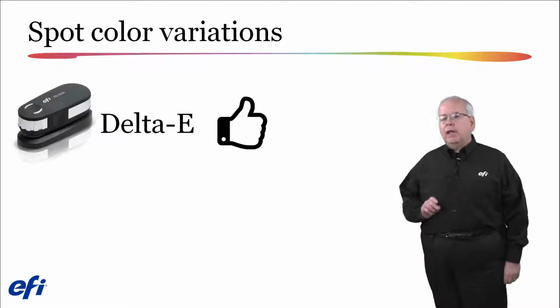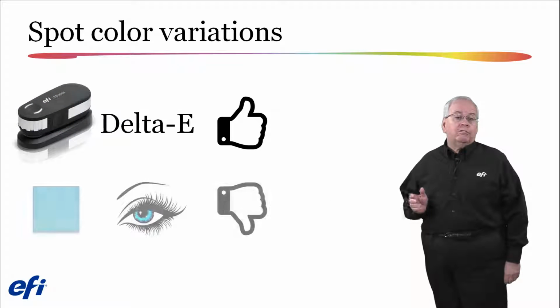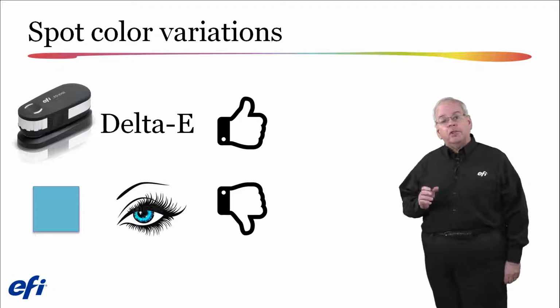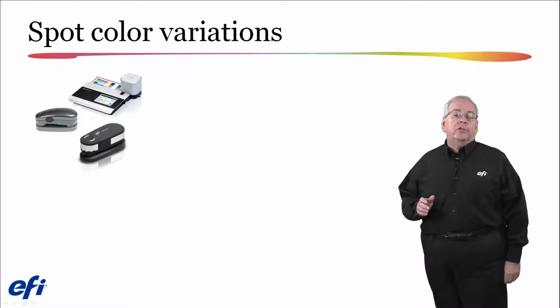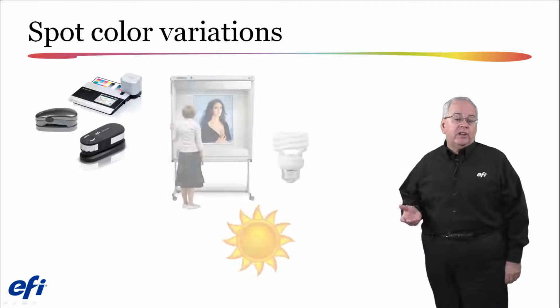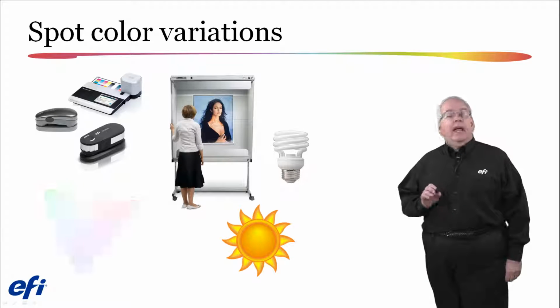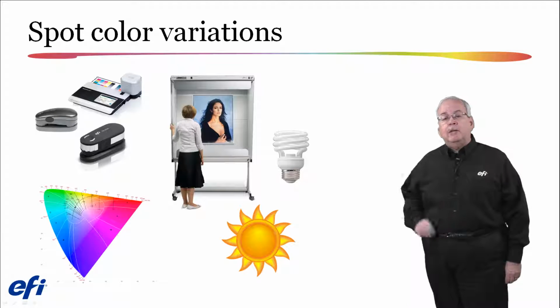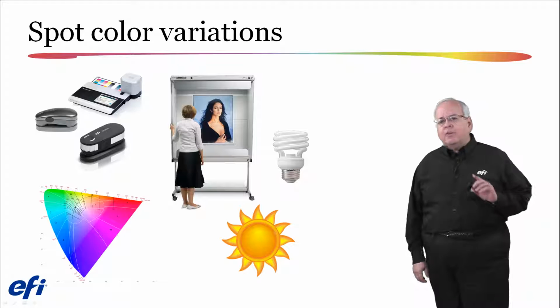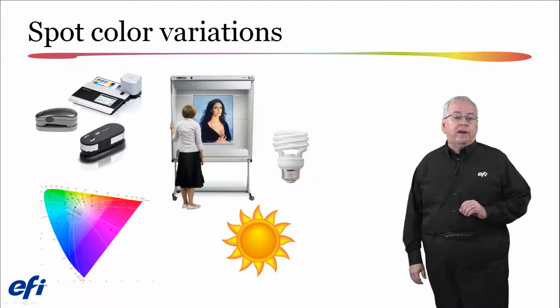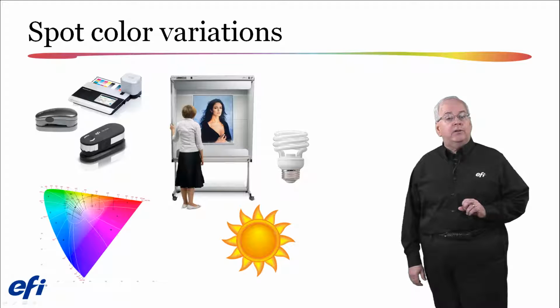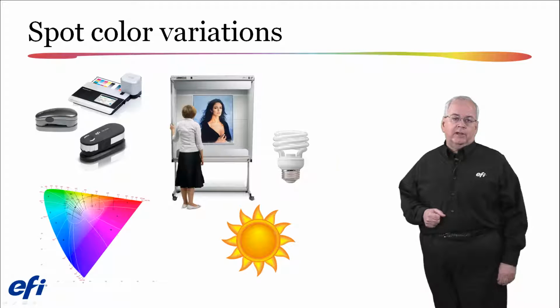However, sometimes even a great delta E match does not yield an acceptable visual match. This could be due to issues such as spectrophotometer variations, viewing conditions, and even the non-uniformity of the LAB color space. Even if you create a spot color optimization file, the optimized spot color delta E values do not always result in desired spot color visual appearance when printed on your output device.